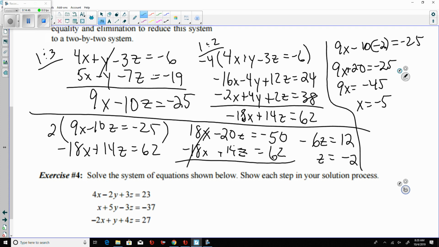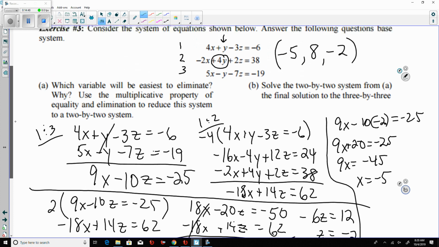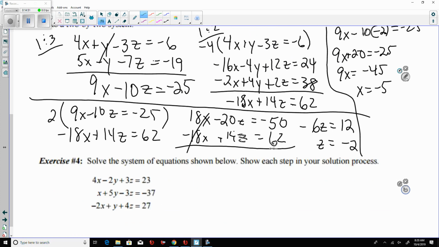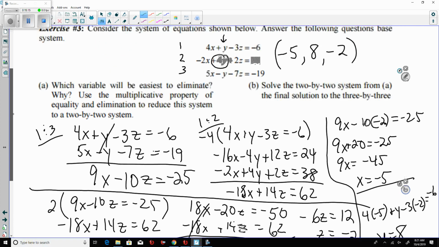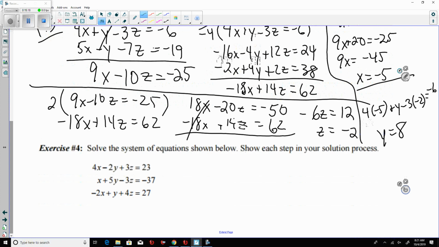Okay, so we have x and z. Let's go back up here and check. X is -5, z is -2. We are in excellent shape. And then go all the way up to the top and choose an equation. I choose the top one again. 4 times negative 5. We don't know y, so plus y minus 3 times a negative 2 equals negative 6. Do the manipulation on your own. Y equals 8. Okay? And that is the y term. See, I knew I wouldn't have enough time. I'm already at 15 minutes.